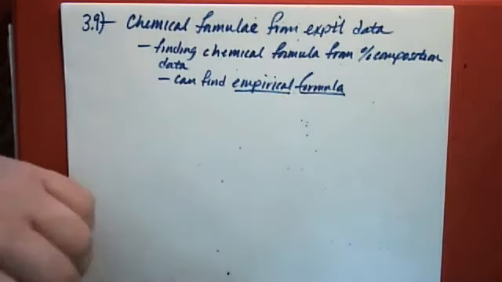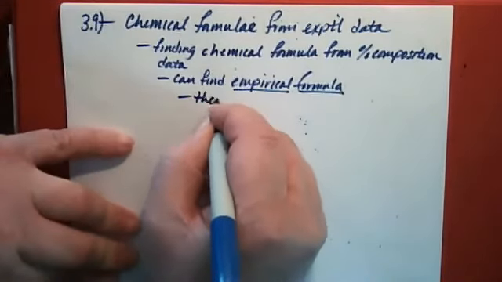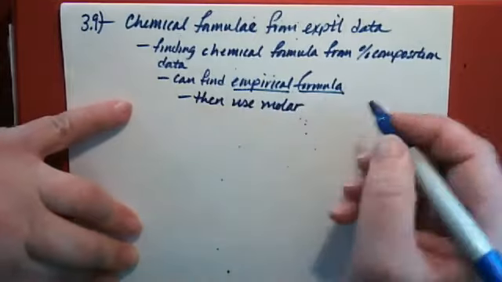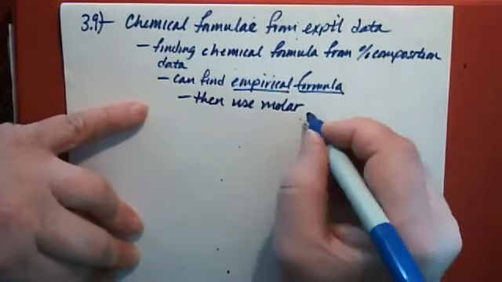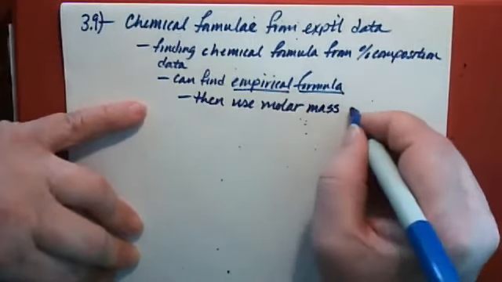So you'll need other information in addition to things like mass percent type information. And the other information that you usually need is the molar mass. That can be found out from other tests.